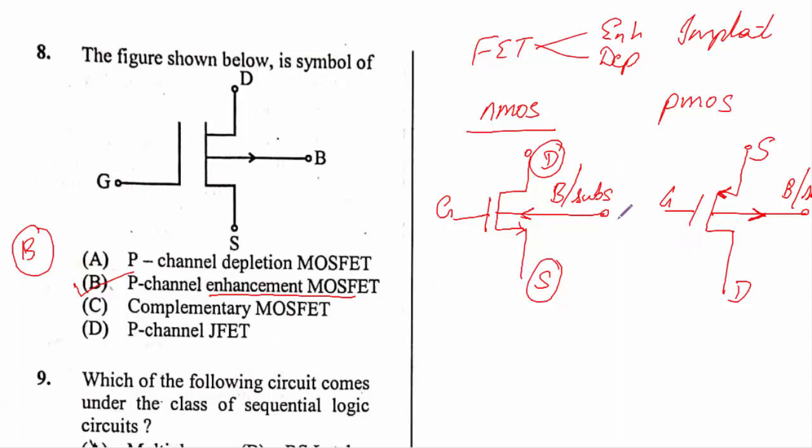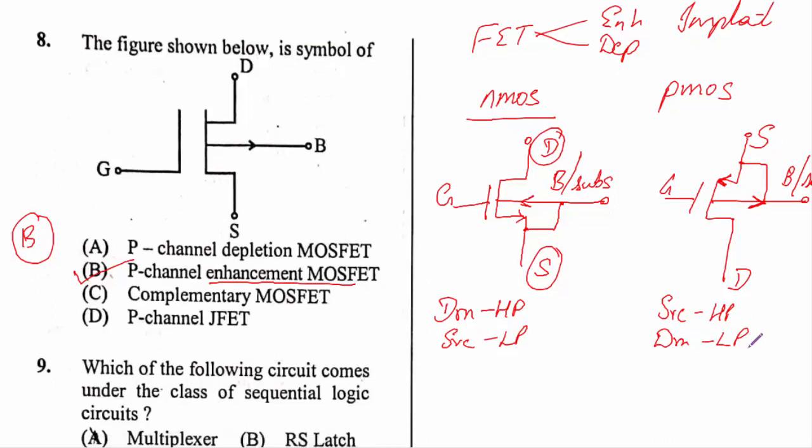Now one more thing I want to discuss is, in order to overcome body effect, what you are going to do is connect this bulk to the source. In the case of NMOS, the drain will be at higher potential and the source will be at lower potential. And in the case of PMOS, the source will be at higher potential and the drain will be at lower potential. These things you have to remember.